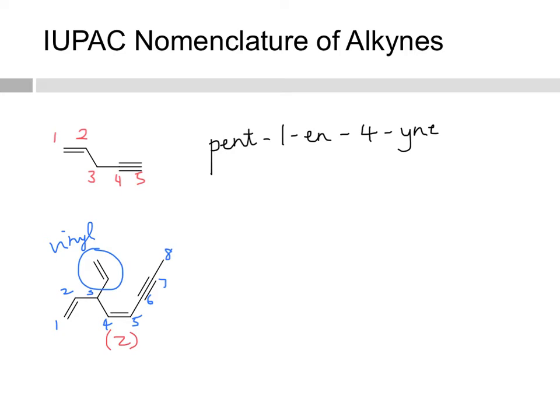So now let's put it all together. We have a Z alkene. We've got a substituent at the 3 position. That's the 3-vinyl group. The parent is octyne. So we've got octa. We've got 2 double bonds at the 1 and 4 position. So 1, 4. Diene. And we've got the triple bond at the 6th position. So 6-yne.